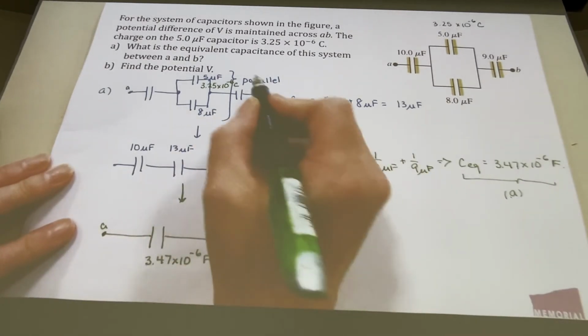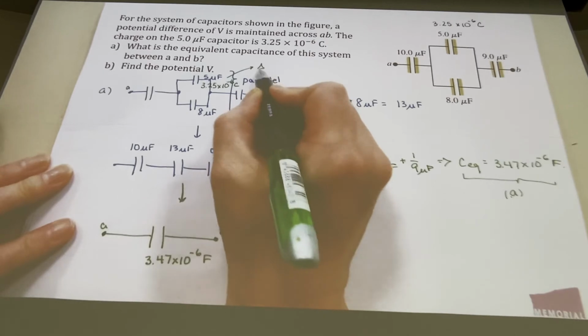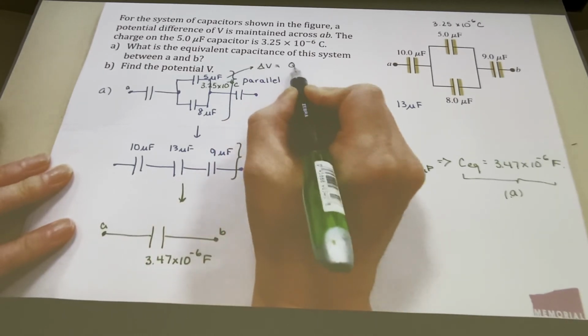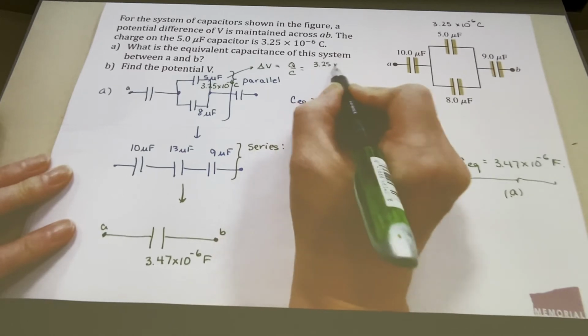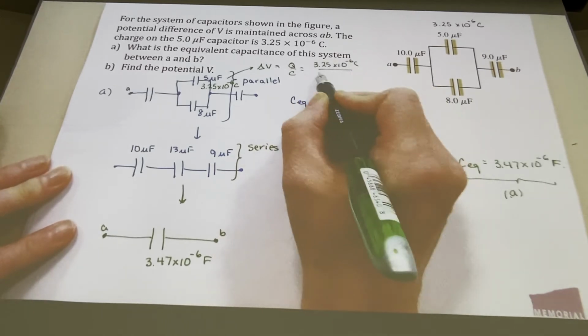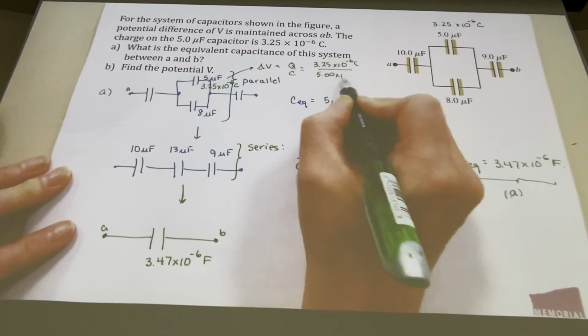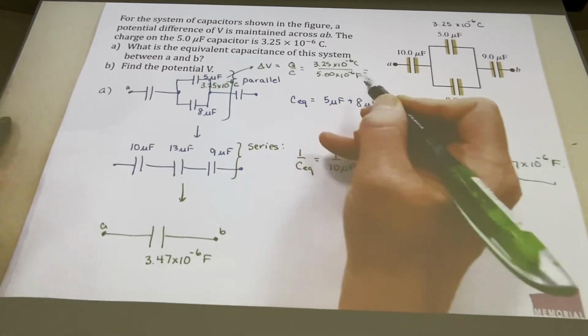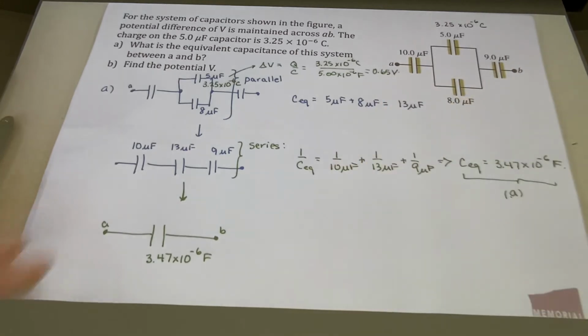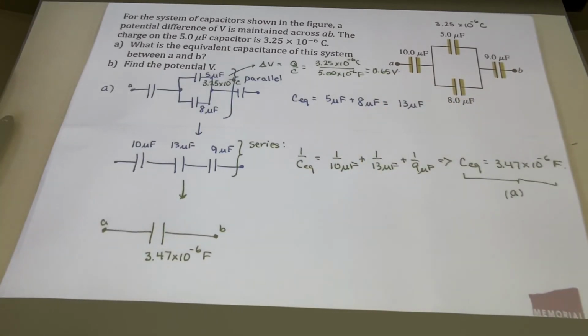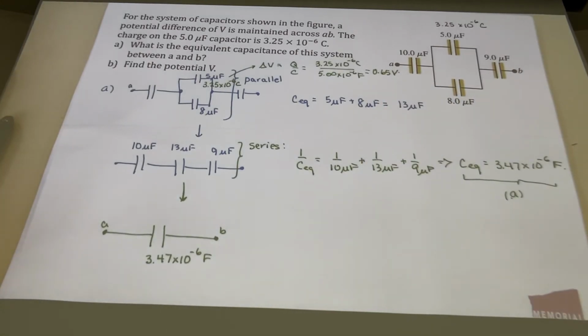So my potential, delta V, is equal to Q divided by C. So 3.25 times 10 to the minus 6 coulombs divided by 5 times 10 to the minus 6 farads to get a potential of 0.65 volts. Okay, when I know the charge and the capacitance, I can find the potential.